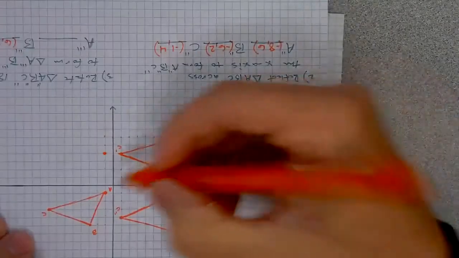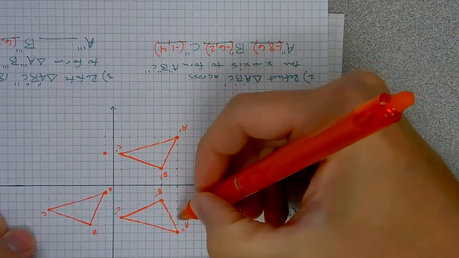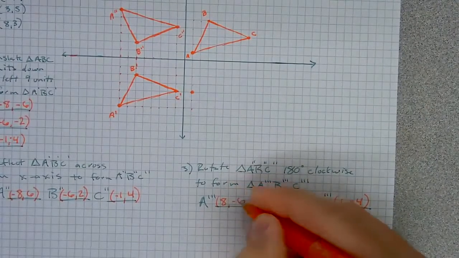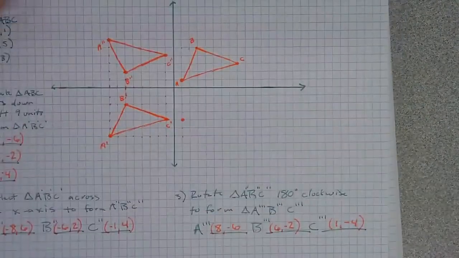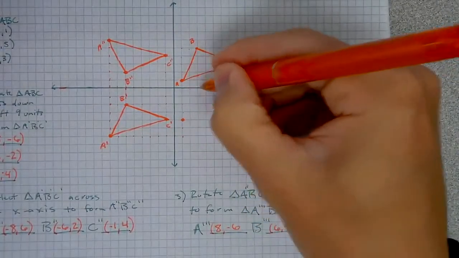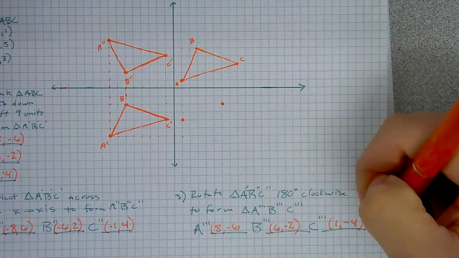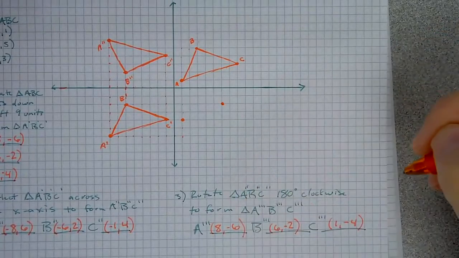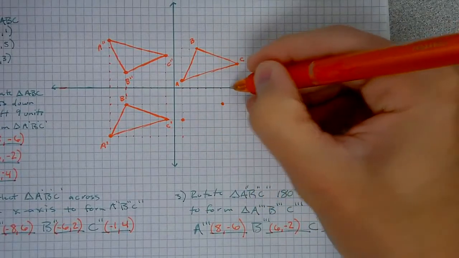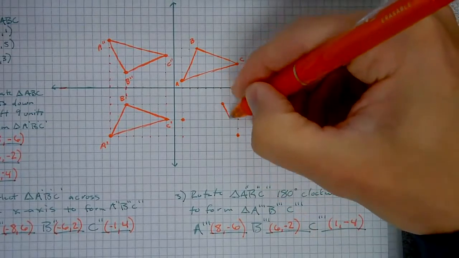And A is at 8, -6. So B is at 6, -2, and then counting the remaining points over 8 and down 6.